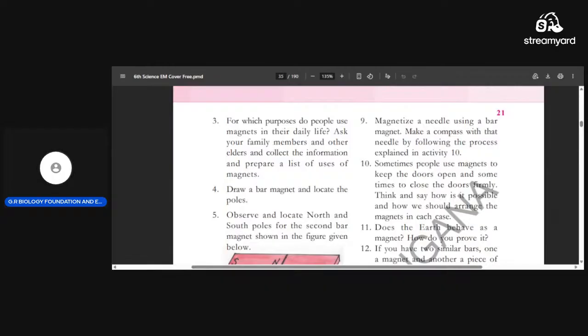Third question: for which purpose do people use magnets in their daily life? Ask your family members and other elders, collect the information and prepare a list of uses of the magnet. So in our daily life, we use magnets in the TV. Inside the TV, speakers are made with magnets. Inside the fan, a magnet is there. In our vehicles, a magnet is there. In mesh doors, a magnet is there. In phone pouches, a magnet is there.